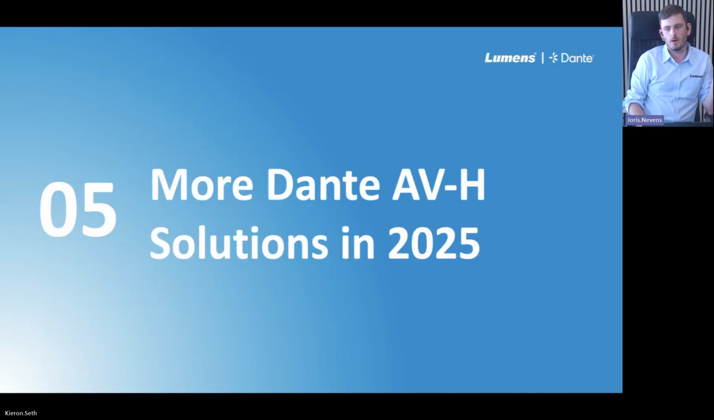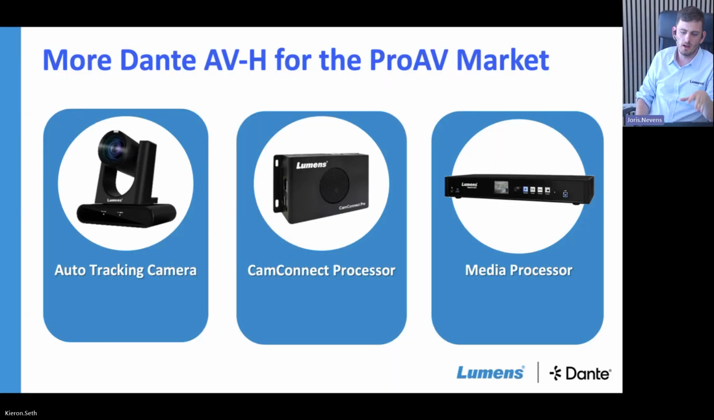And then we want to talk a bit more about the future products we are coming out on the Dante AVH platform this year. So first of all, we are talking about the TR60A camera, our auto tracking camera. The TR60A will come as fast as next month with Dante AVH built in to the camera. So when you order that camera, it will come with Dante AVH. It's a 12 times optical zoom 4K camera.